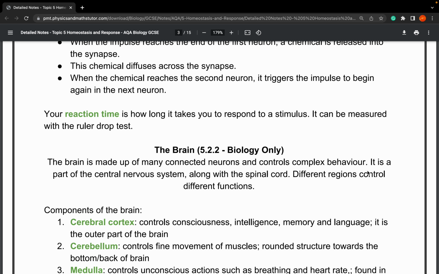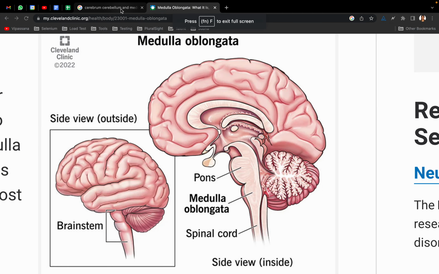Before going to the brain, any questions? Yes, okay. Are there relay neurons in a non-automatic reflex? Yeah, in both automatic or non-automatic, you will be having relay neurons.